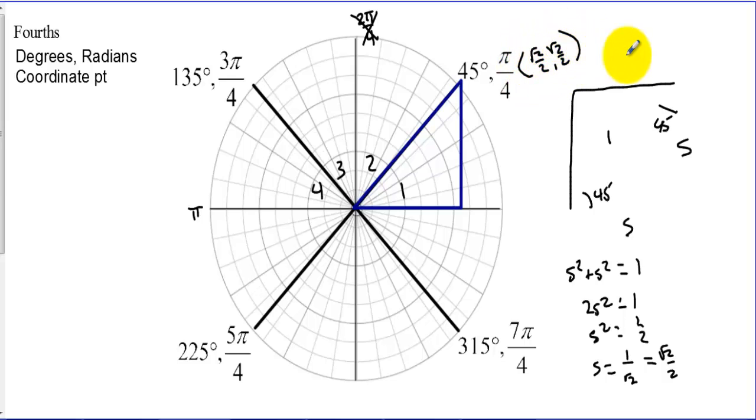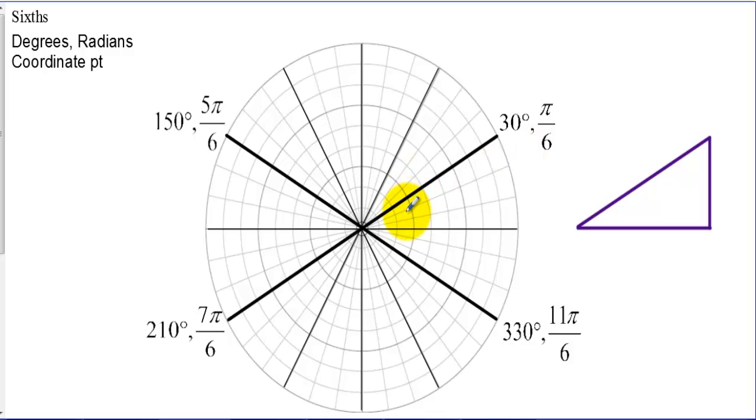And the reason we care about this is now we know both sine and cosine of pi over 4, or 45 degrees, is square root of 2 over 2. So now over here at 135, it's going to be negative square root of 2 over 2, square root of 2 over 2, because the x is negative and the y is positive. So at 225, or 5 pi over 4, they're both going to be negative. So the cosine of 5 pi over 4 is negative square root of 2 over 2. And then here, the x is positive and the y is negative.